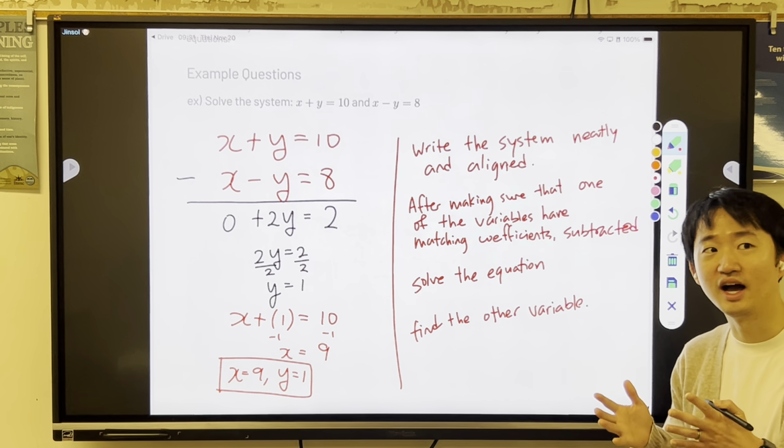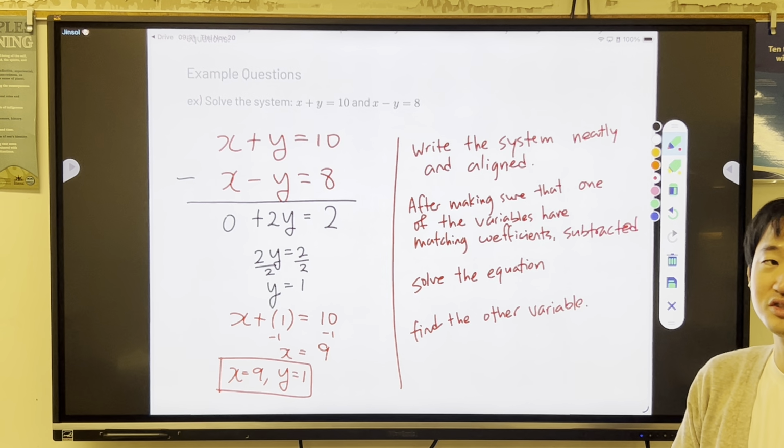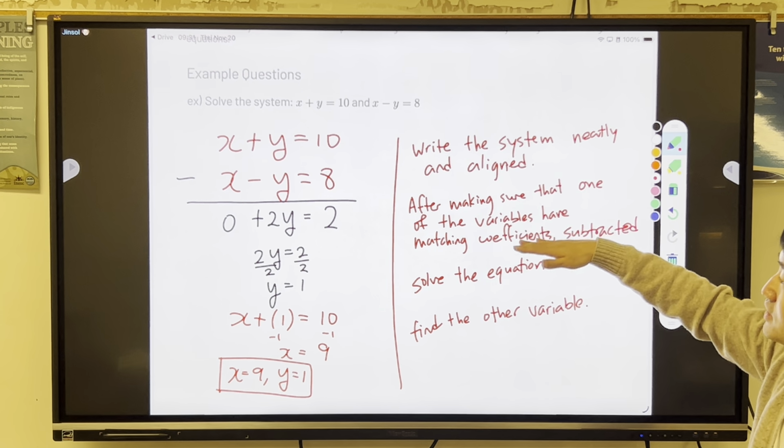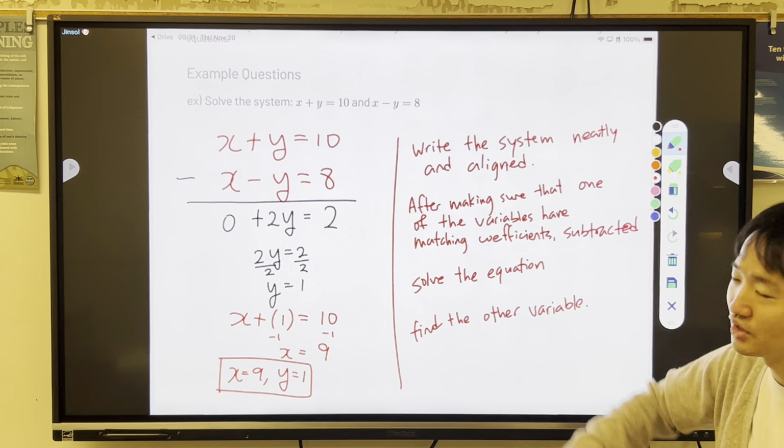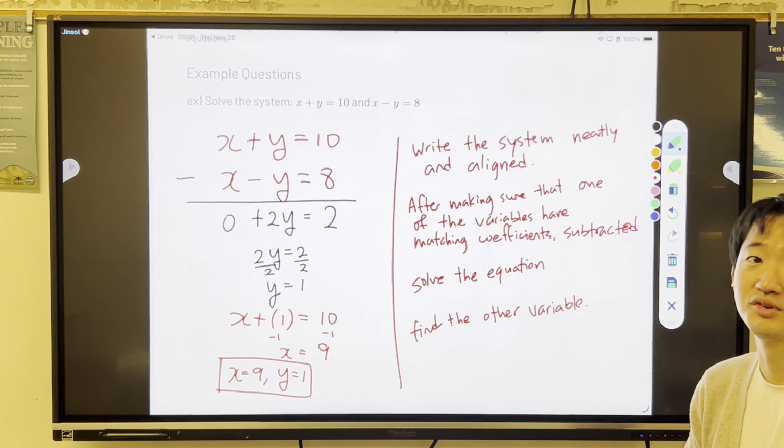So first thing, you align the equations nicely. Then you make sure that the coefficients are matching. Then we subtract, we solve one equation, and then we solve for the other variable. And we have solved the system of equations.